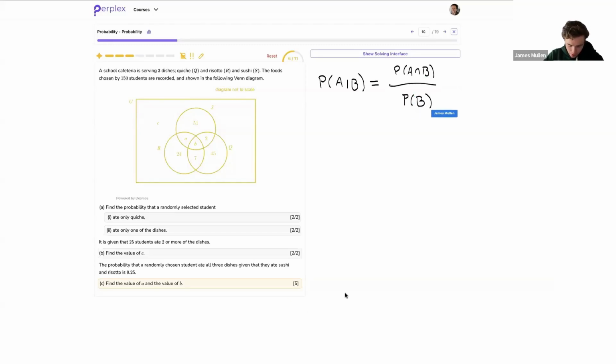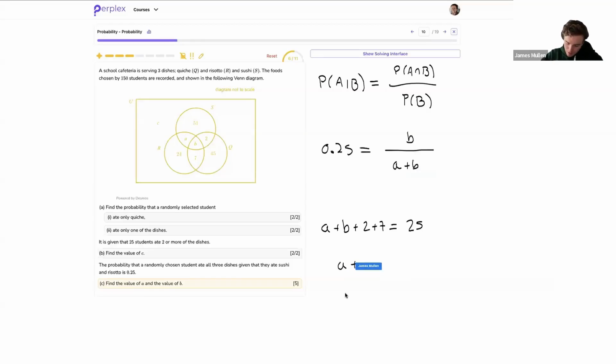Okay. So we're looking for the probability that a randomly chosen student ate all 3 dishes given that they ate sushi and risotto, which is 0.25. So I'll write 0.25. And then what's the probability that they ate all 3 dishes? So if they ate sushi and risotto and they ate all 3 dishes, they'd still just have eaten all 3 dishes. So all 3 dishes is B. And the probability that they ate sushi and risotto is this intersection here. It's A plus B, right? Okay, so that's A plus B. And let's remember what I knew from part C, which was that A plus B plus 2 plus 7 was 25 students in this intersection, right?